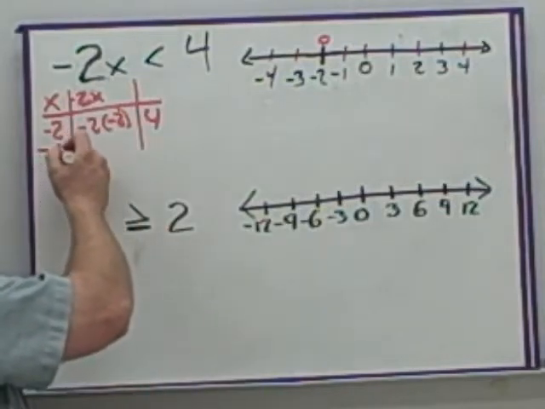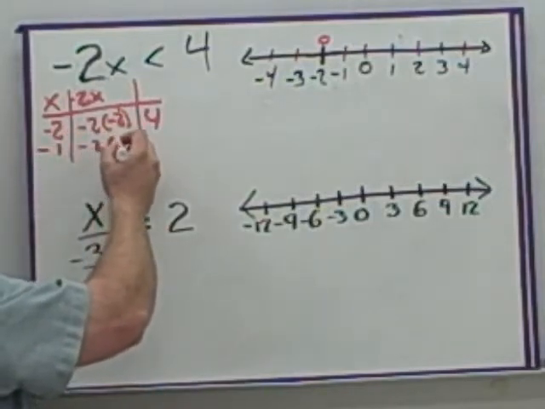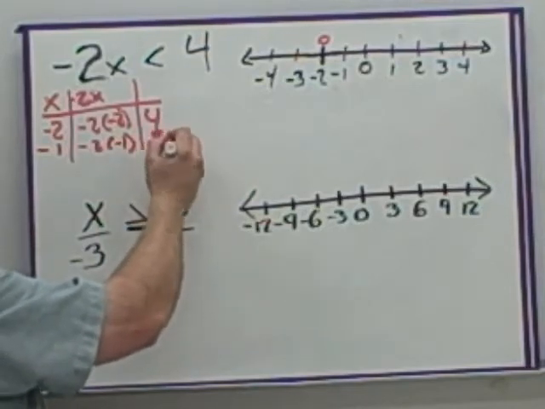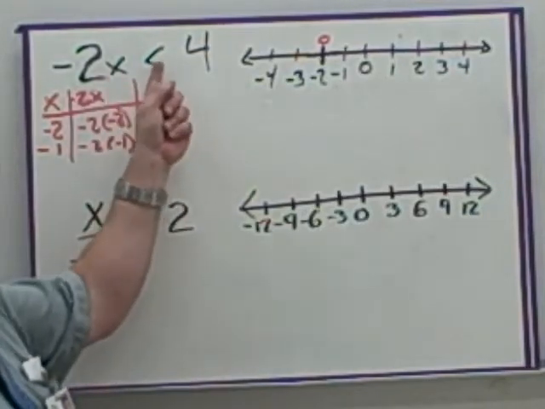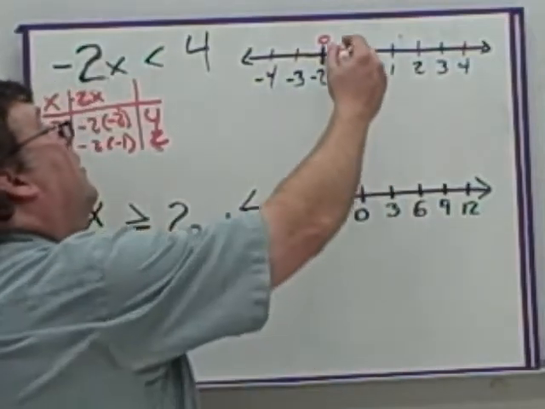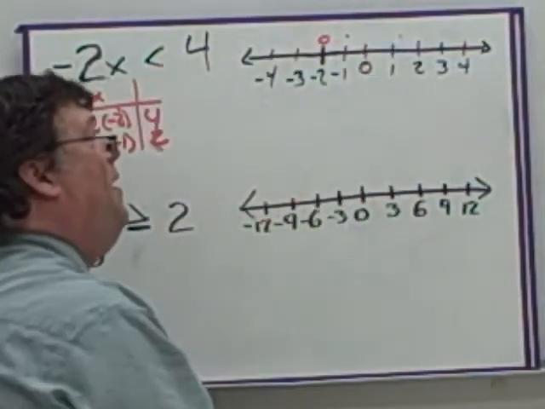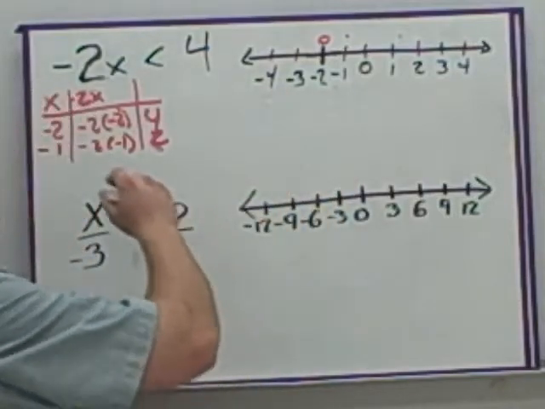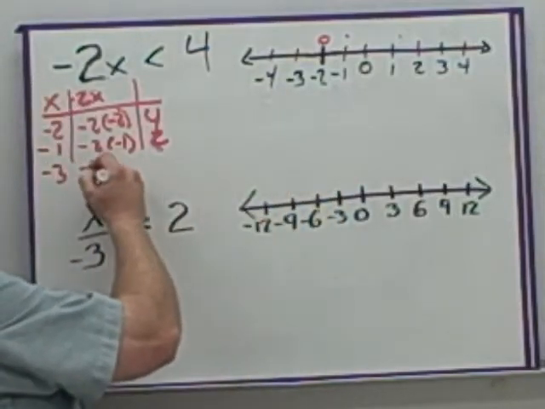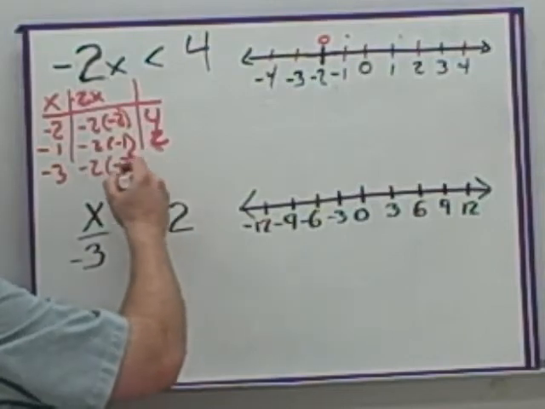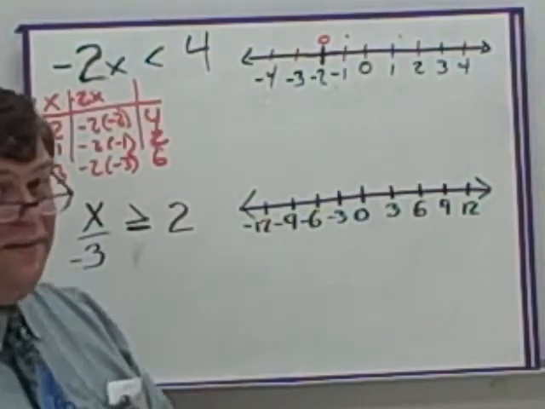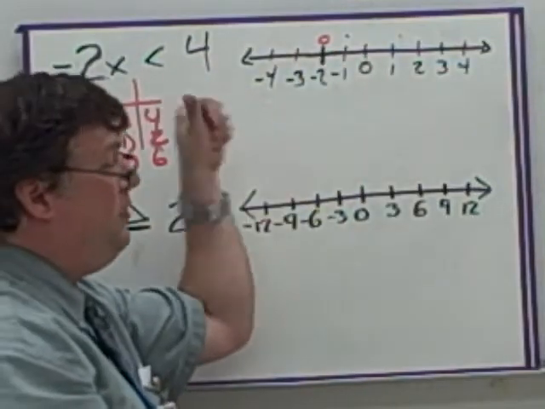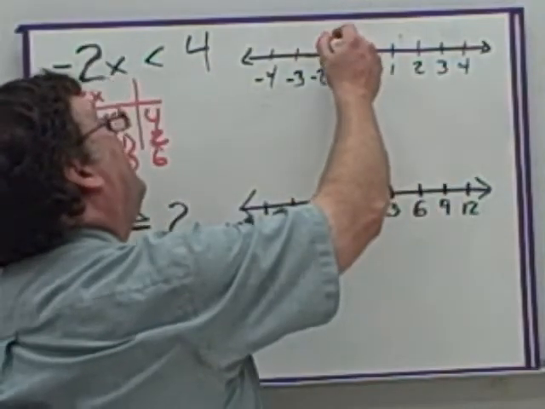If I plug in negative 1, negative 2 times negative 1 is going to give me positive 2. Is positive 2 less than 4? Yes. So it looks like I'm going to go in that direction. What about negative 3? If I plug in negative 3, negative 2 times negative 3 gives me a positive 6. Is positive 6 less than 4? No. So I don't want to go in this direction. I want to go in that direction.